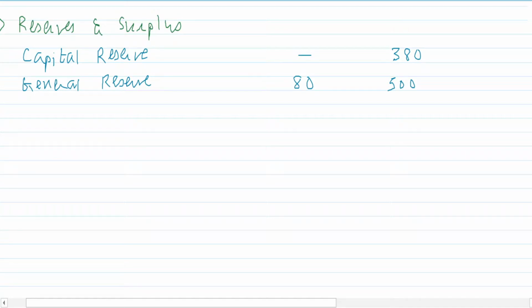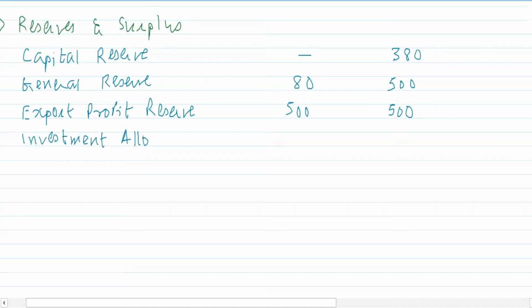Then we have export profit reserve, which is turning out to be 500. This is a statutory reserve. So in purchase method also, it will be taken over. Investment allowance reserve. This is also a statutory reserve, so it will be taken over even under the purchase method.